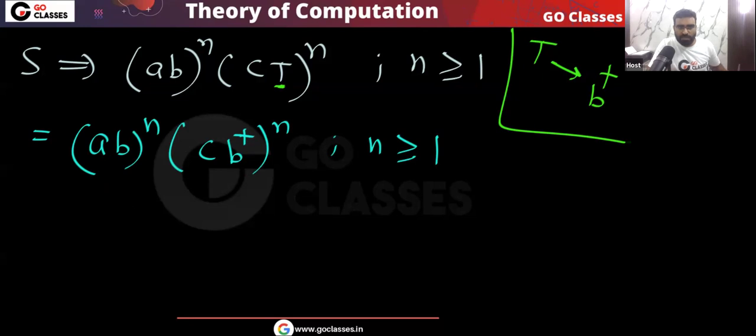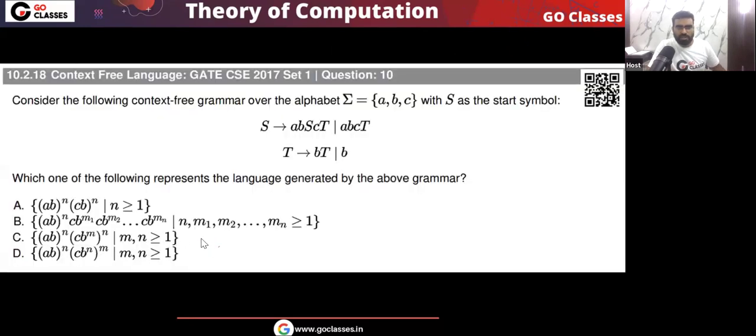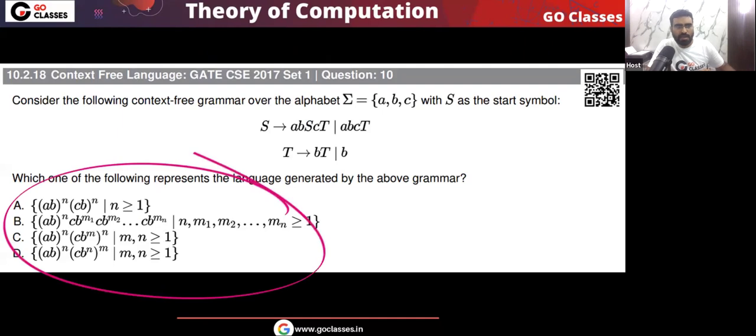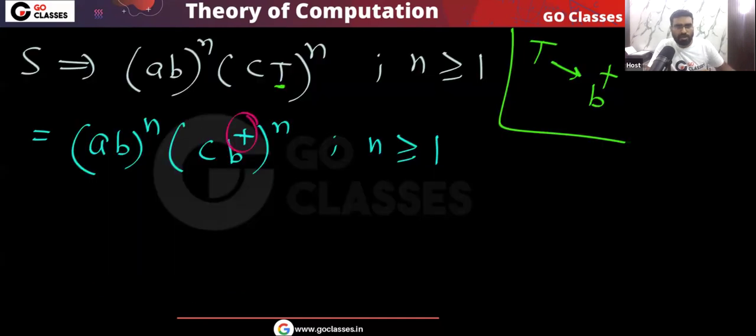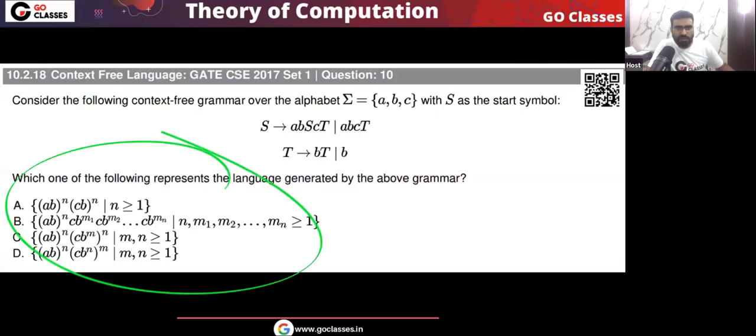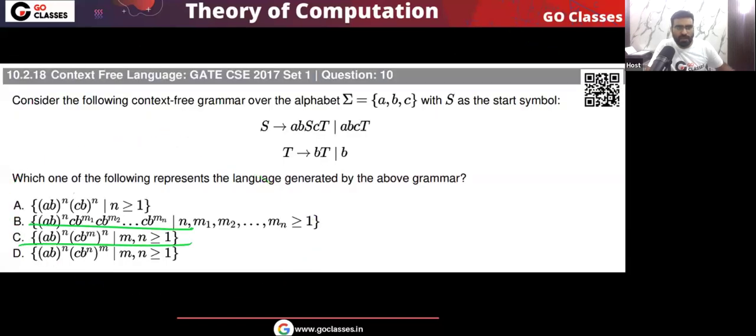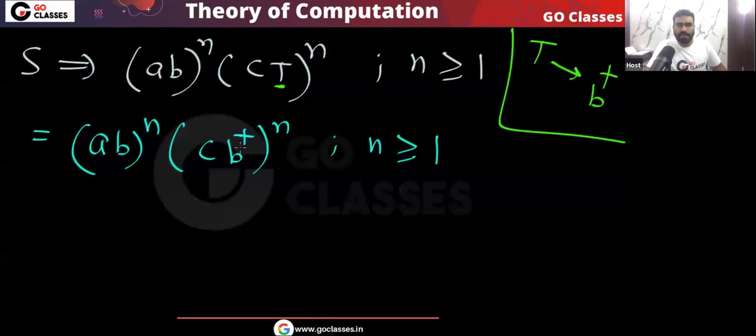But in the options, you can see this is actually not given. This B plus is not given. In the options, this B plus is not given. Yes or no? Agree? This plus is not given in the options. Options are like B power M. Okay, so let me write it.